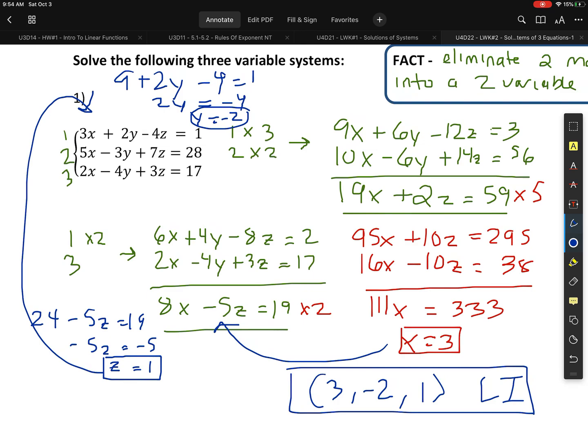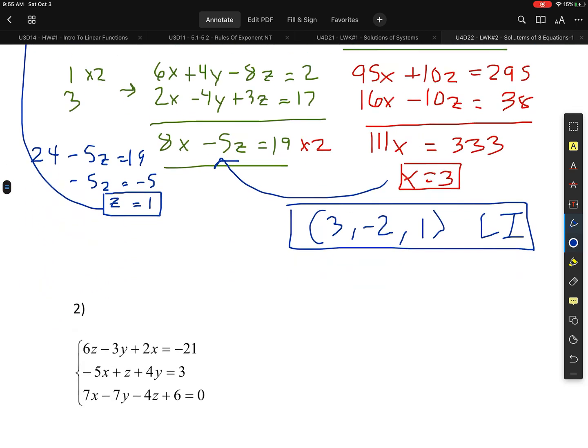Now, could you have done this by picking a different variable to eliminate? Yes, if you started off by eliminating x or eliminating z, this will work out. That's one of the annoying things to do with these is to make sure that, as we work as a class, that everyone do the exact same thing. It's a little tricky.